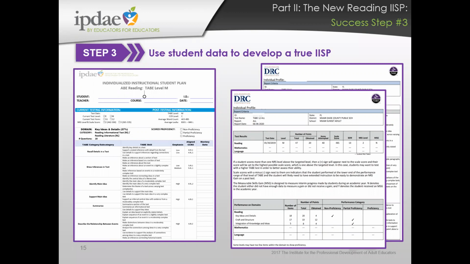Now, based on the student's pre-test score, we already determined that the student is going to post-test on a reading Form 11 level M test. So you need a blank copy of the ABE Reading TABE Level M IISP. And you, of course, also need a copy of the student's individual profile report, which contains his pre-testing information.